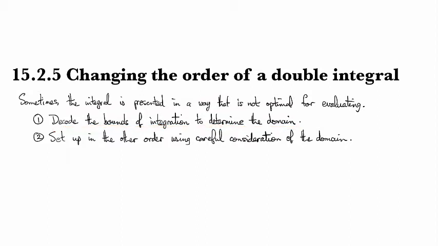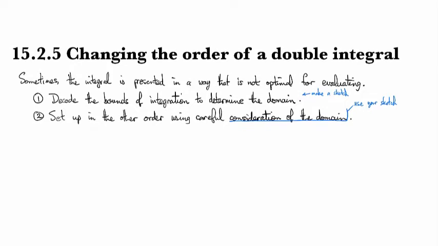In other words, you look at the bounds of the integral and figure out, okay, what's the region we're looking at? And then you just have to, from scratch, set this up in the other order using a careful consideration of that domain. And what that amounts to in practice is you want to use a sketch. So this first part is where you make a sketch, and in the second part you set it up the other way.